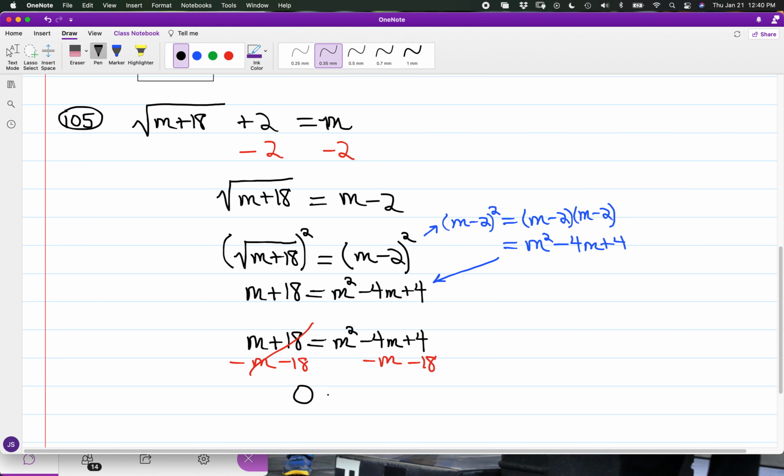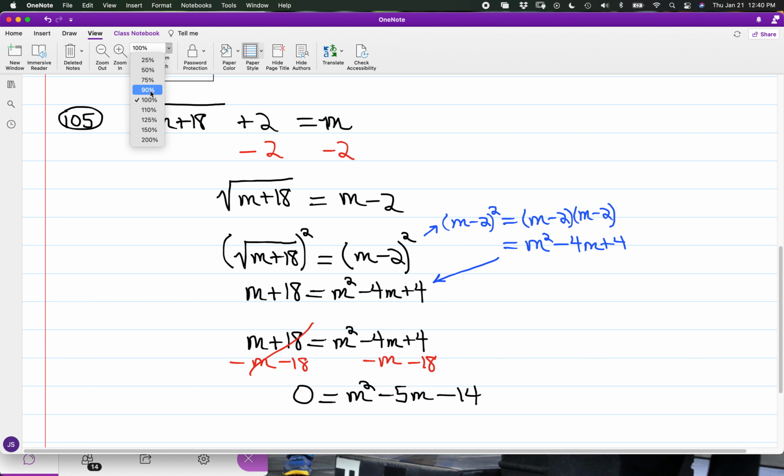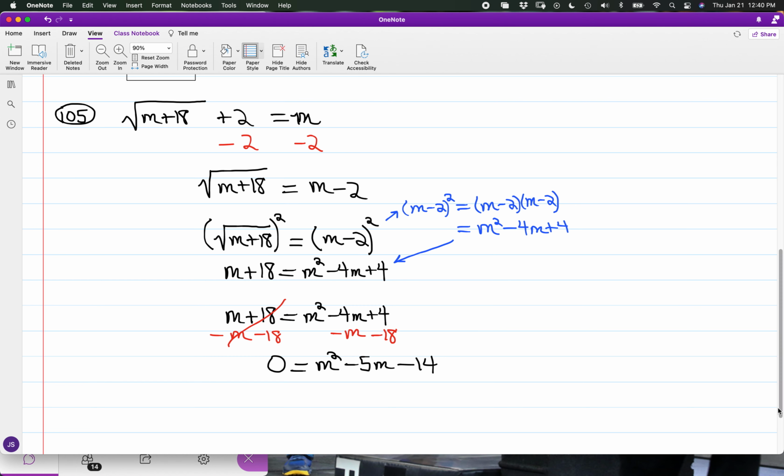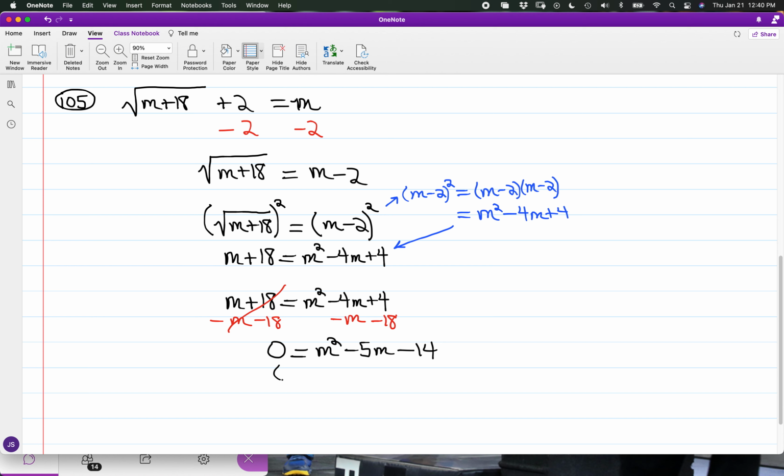Thus we're going to have 0 is equal to m squared. Negative 4m minus m becomes negative 5m. And we have 4 minus 18 becomes minus 14. And looking at factoring, so you have 0 is equal to, again, the quantity: on the side of addition we have m plus 2, and on the side of subtraction, we have m minus 7.